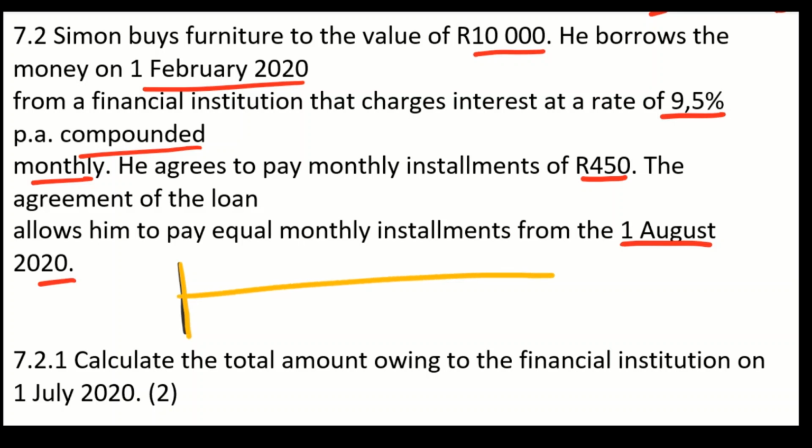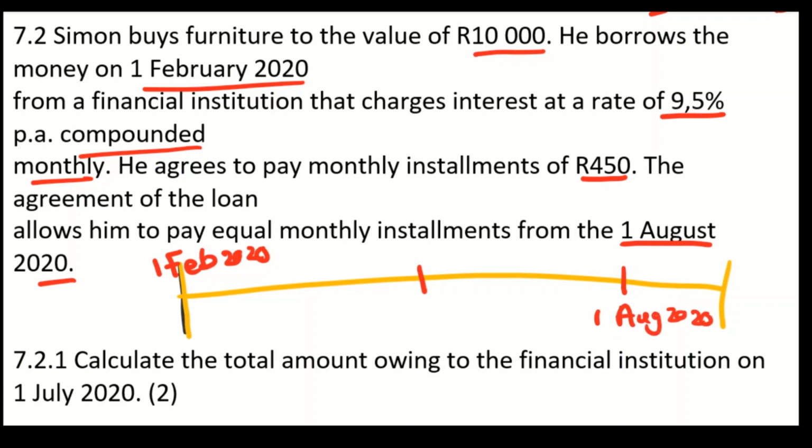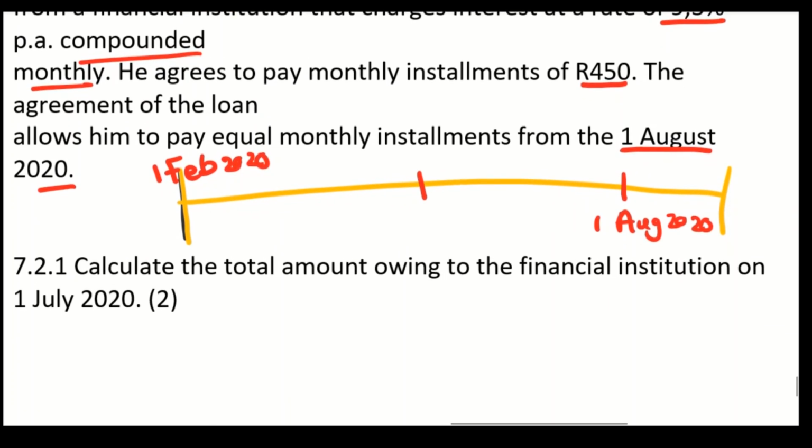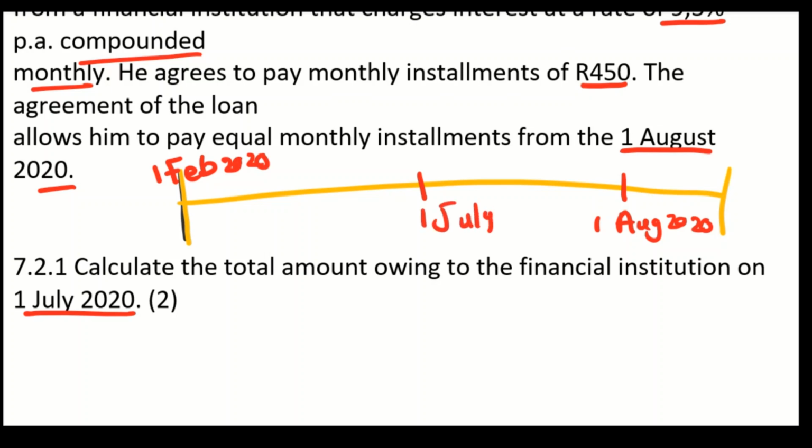So we'll have a timeline like this, and here it would be the 1st of Feb, right, 2020. So what happens there is he's borrowed the 10,000 Rand, right? And then we have, I'm just gonna put August here, 1st of August 2020, right? So let's take a look at the question. So it says calculate the total amount owing to the financial institution on the 1st of July of 2020. So let's say the 1st of July is here, July 2020.